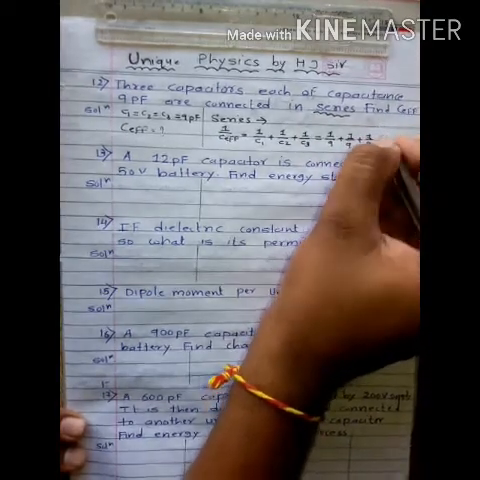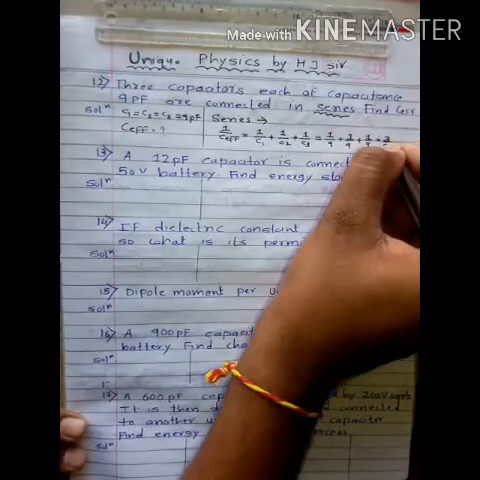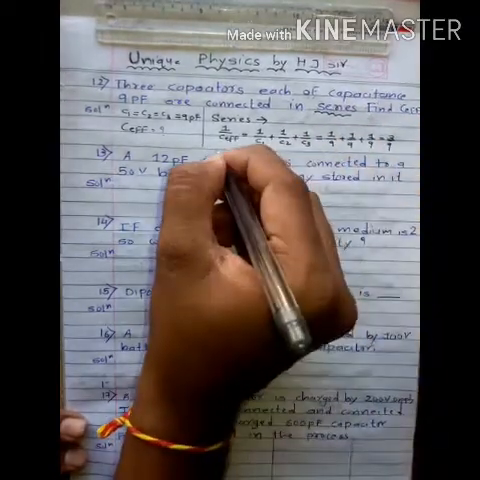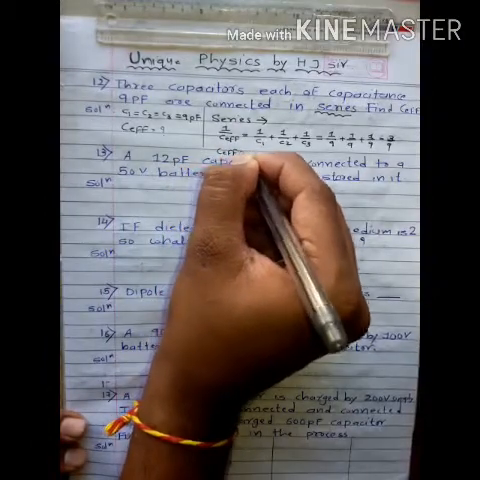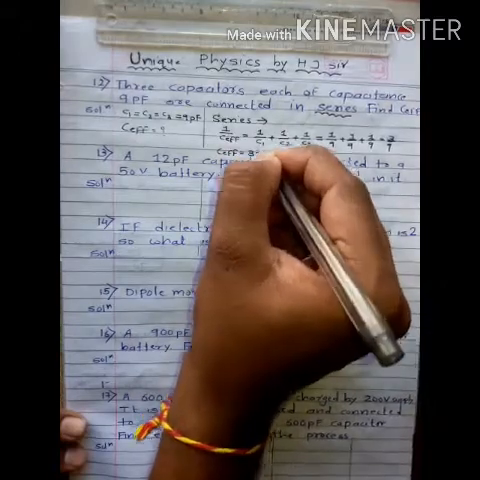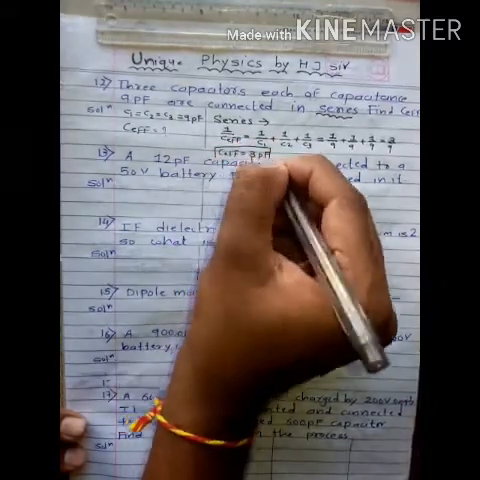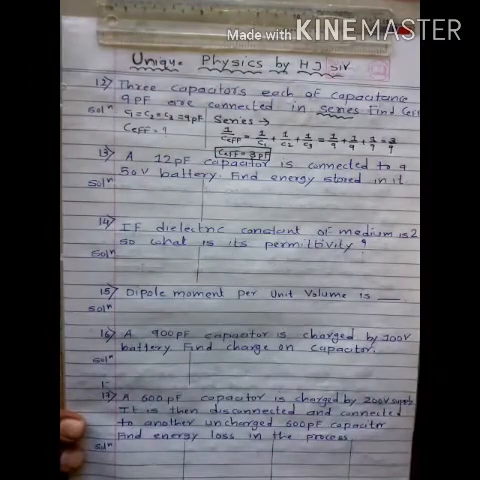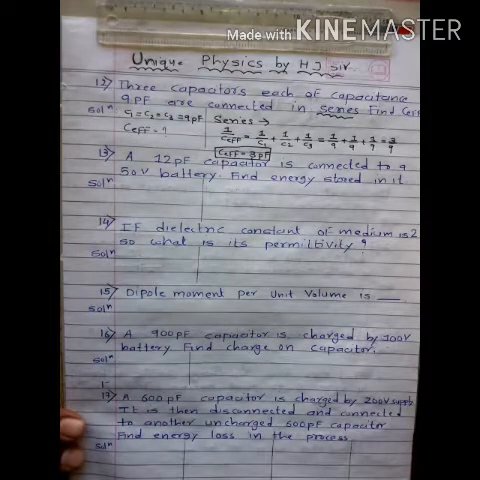Clear? So our answer is 3 upon 9. 3 upon 9 means 1 by 3. This is the value of 1 upon C effective. So C effective is equals to 9 by 3, means 3 picofarad. So effective capacitance of this connection is 3 picofarad. Okay.